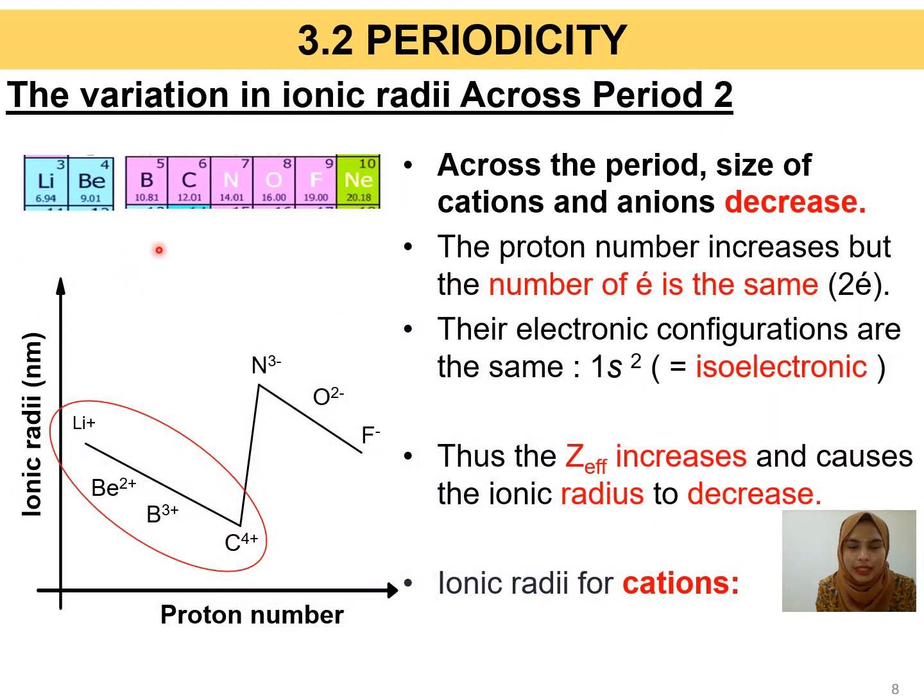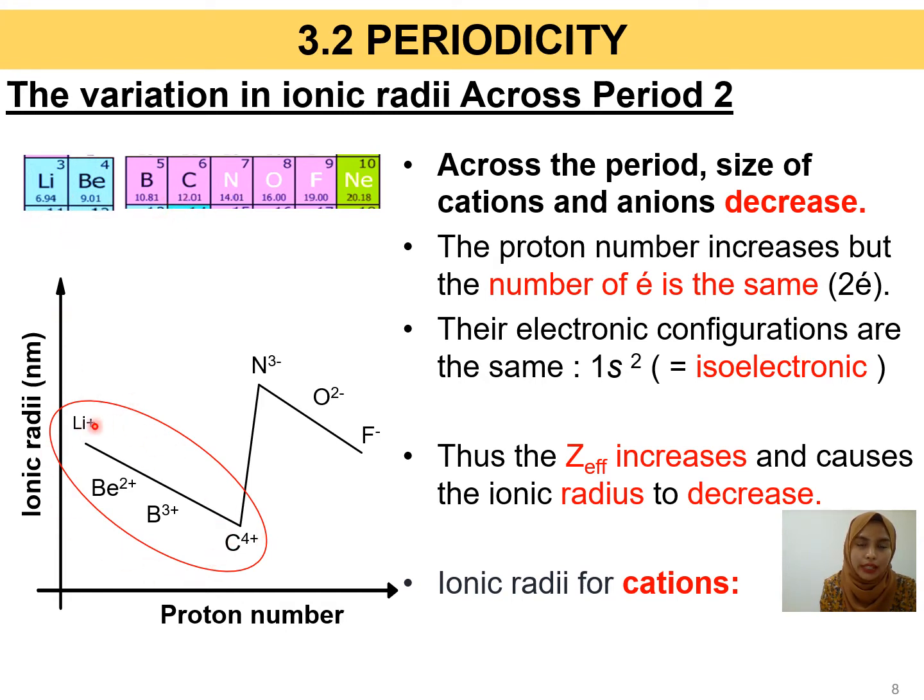Okay, let us start our discussion on the variation in ionic radii, or the variation in size of ions, across period 2. These are all the elements across period 2 in the periodic table: Li, Be, B, C, N, O, F and Ne. Li, Be, B and C prefer to lose electrons, so when they lose electrons, they will get a positive charge.